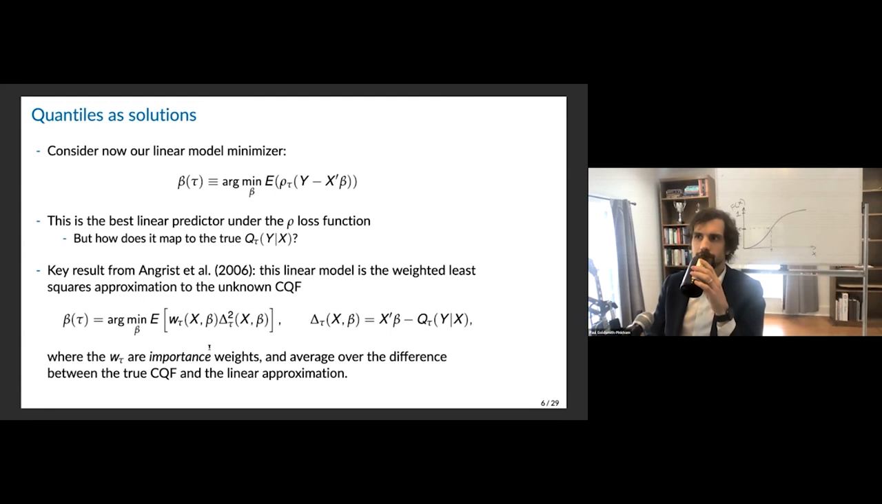What's interesting is that there's a really nice property from this paper by Angrist, Chernozhukov, and Fernandez-Val in Econometrica in 2006, which shows basically that this linear model, this X prime beta tau, is the weighted least squares approximation to the unknown conditional quantile function.